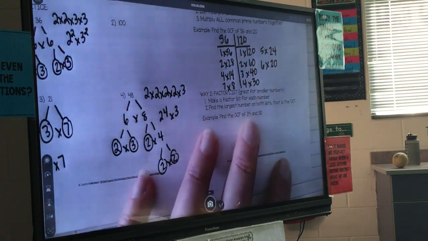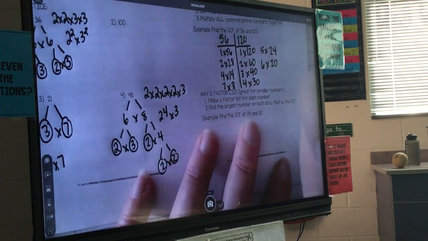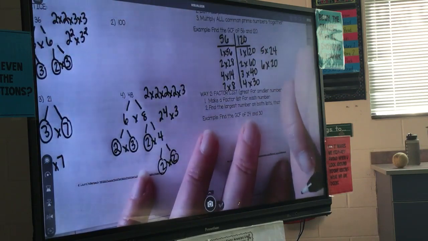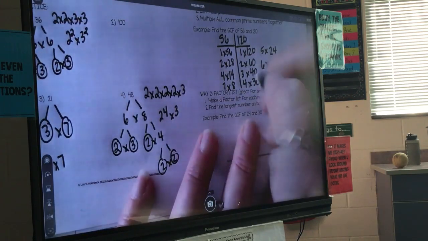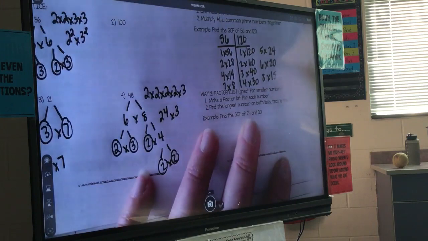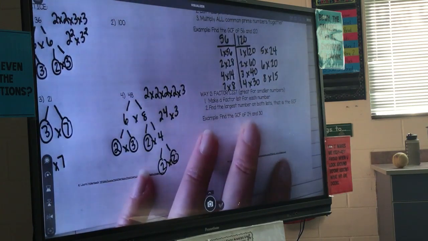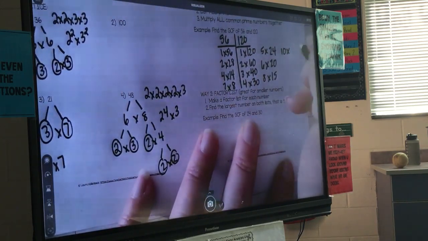Raise your hand before you, or think about this before you call out. What about 7? Does 7 work? Why not? You're right. Why doesn't it work? Does it go in evenly? Okay. What about 8? Does 8 work? Ansley? It goes in 15 times. What about 9? Nope. What about 10? 10 times what? 12.